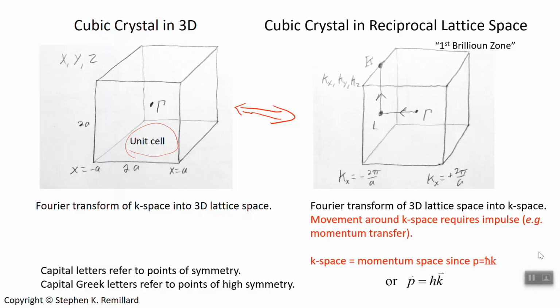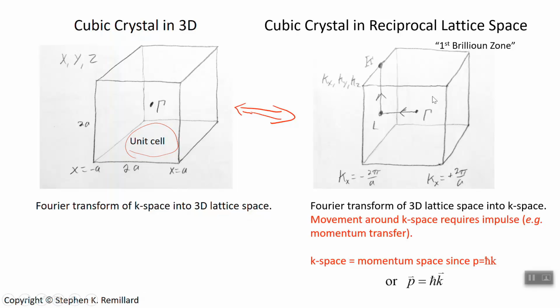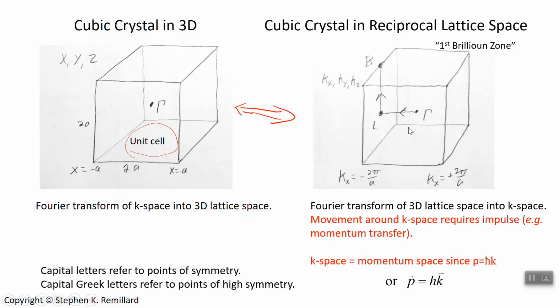And that impulse is going to be really important when we start doing optoelectronics, because we'll have to look at how a photon can or cannot deliver enough impulse to an electron to change its momentum so that it can jump across the band gap. Yes, with each point in reciprocal lattice space corresponding to a different momentum, the only way to move an electron or a wave in reciprocal lattice space is to transfer momentum to it.